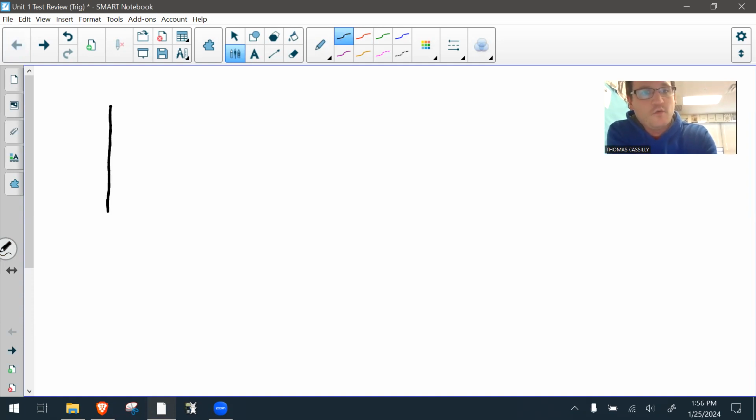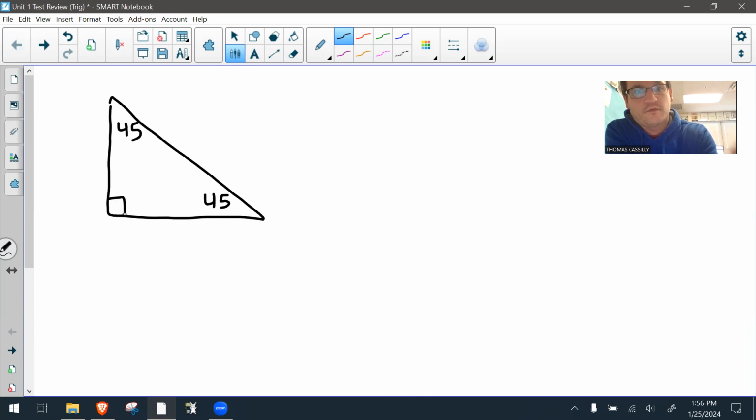The first one was a 45, 45, 90 triangle, and we called it that just because the measures of each angle were 45, 45, and 90. All right, so now, one thing to keep in mind about this one is that since we have two congruent angles, we have two congruent sides, all right? So I'm going to go ahead and call these sides x, right?